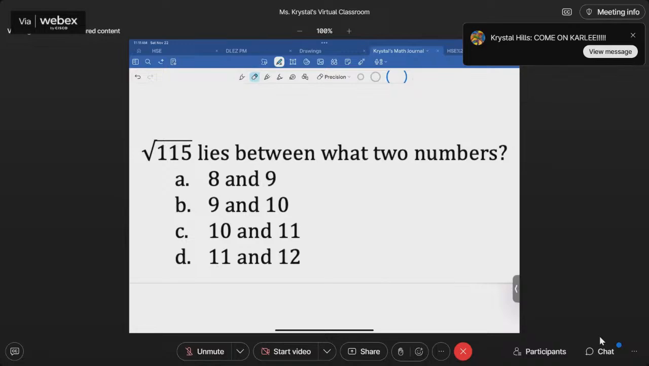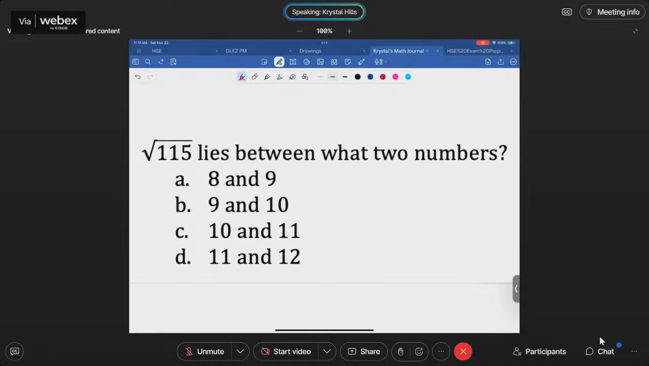All right, Carly just told us 10 squared is 100 and 11 squared is 121. And this number 115 lies between 100 and 121. So C is our answer.